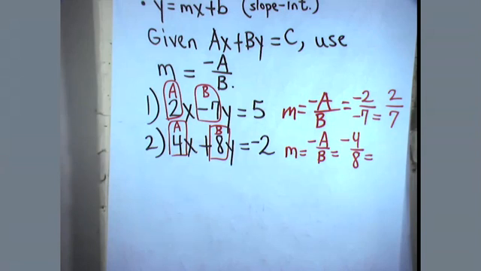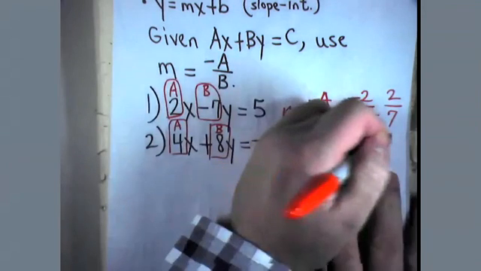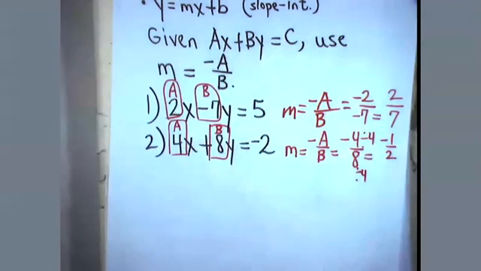We can divide both numbers by 4. So our slope here is -1/2. So keep this formula handy, especially when you run across a line in standard form and you have to find its slope. Any questions how to find slope this way?